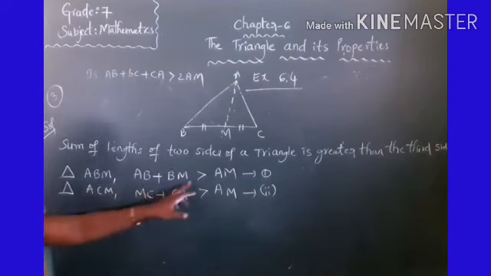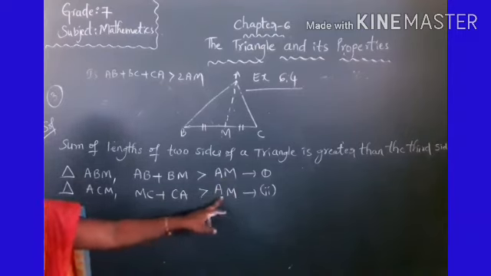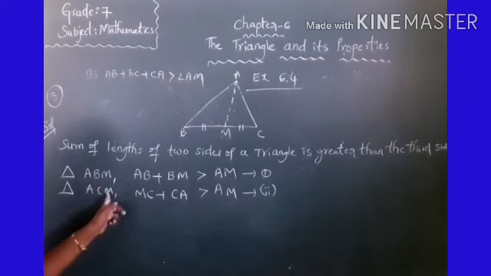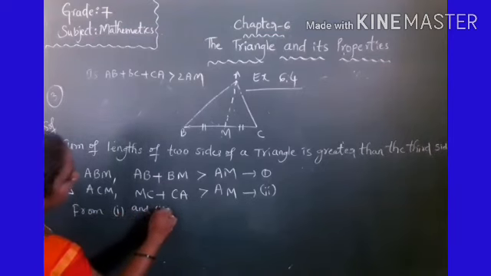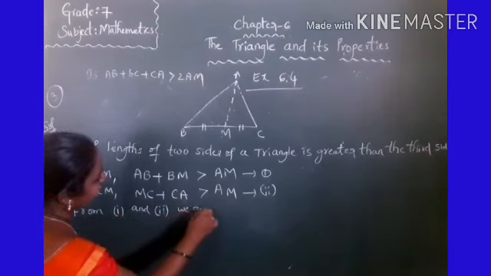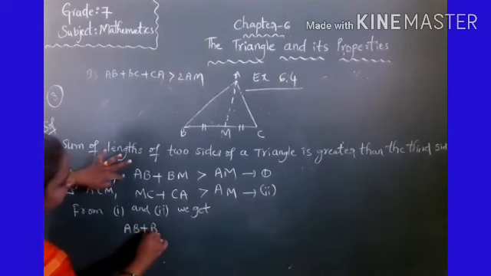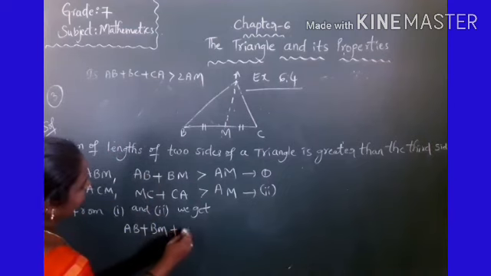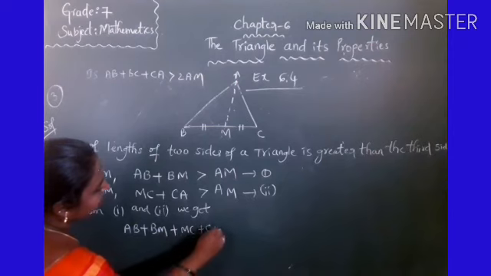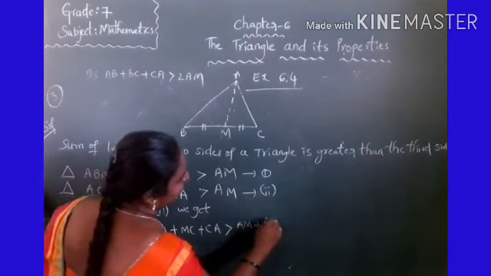AB plus BM is greater than AM. MC plus CA is greater than AM in the two triangles. Okay, from 1 and 2 we get, AB plus BM, add these two, so AB plus BM plus MC plus CA is greater than AM plus AM.